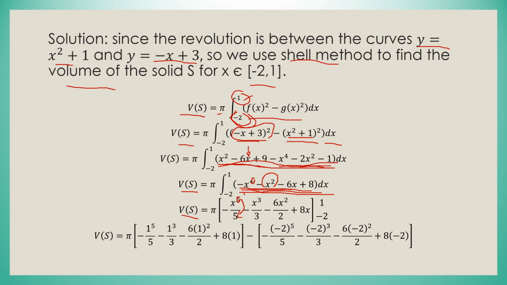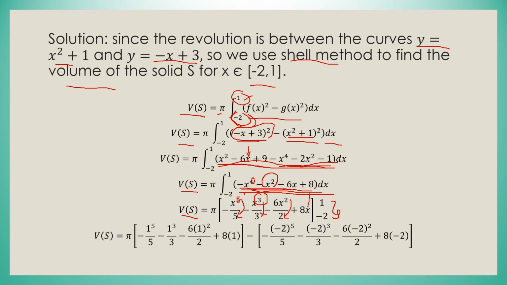so we can have x raised to 3, and after that we copy the exponent and put it in the denominator. And then the 6x becomes 6x raised to 2, and the exponent is 2 so that we have the denominator of 2. And we have 8x simply because the integral of 8 is simply 8x. So after that, we are going to evaluate the upper limit and the lower limit of the integration.